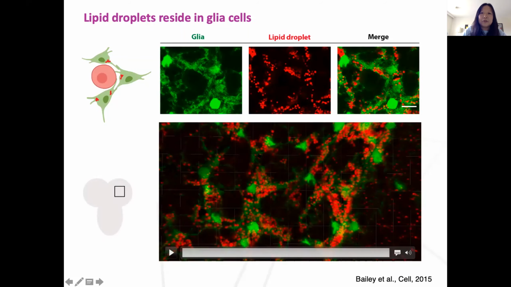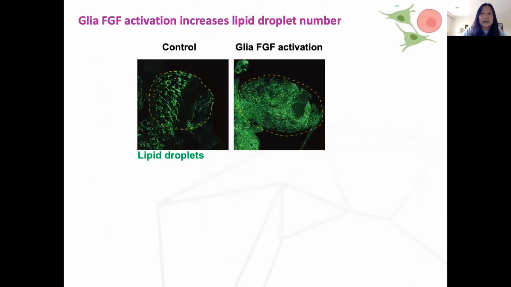So Joanna went on to ask if genes involved in lipid metabolism could also be mediators of this glial-neuroblast crosstalk. And perhaps not surprisingly, upon glial FGF activation, she saw a significant increase in the number of lipid droplets. And you would think this is because you've got more glial cells, right? But when normalized to the number of glial cells, she still saw a significant increase in lipid droplets.